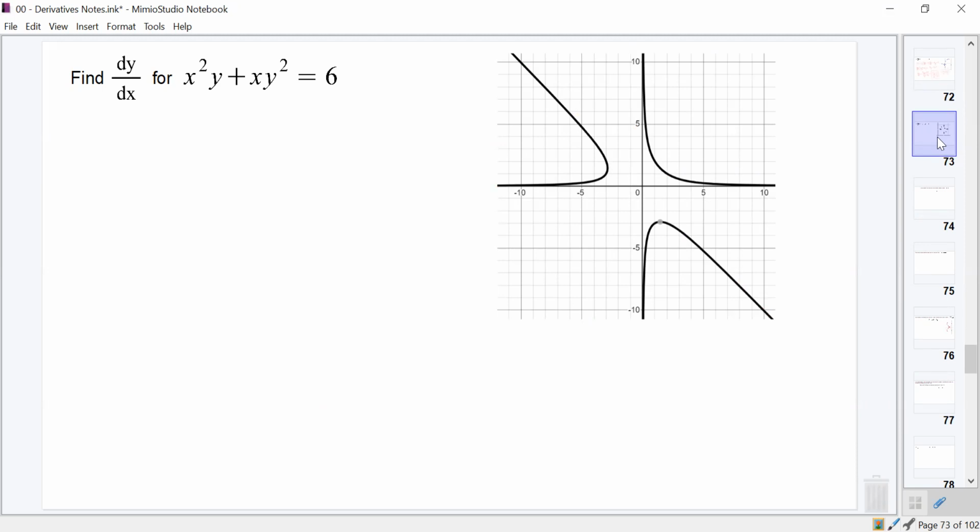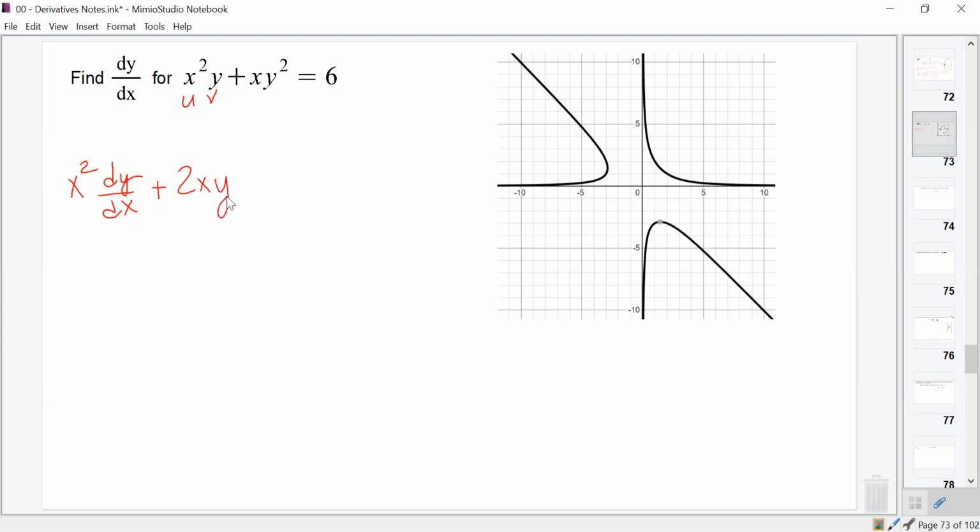For this one, we've got x squared y plus xy squared equals 6. And so we're going to actually have to apply the product rule twice on the left side here. Once for x squared y and once for xy squared. So for x squared y, we've got x squared as u, and we've got y as our v. So here's our u and our v. So we'll do u times the derivative of y with respect to x plus the derivative of u, 2x, times y.